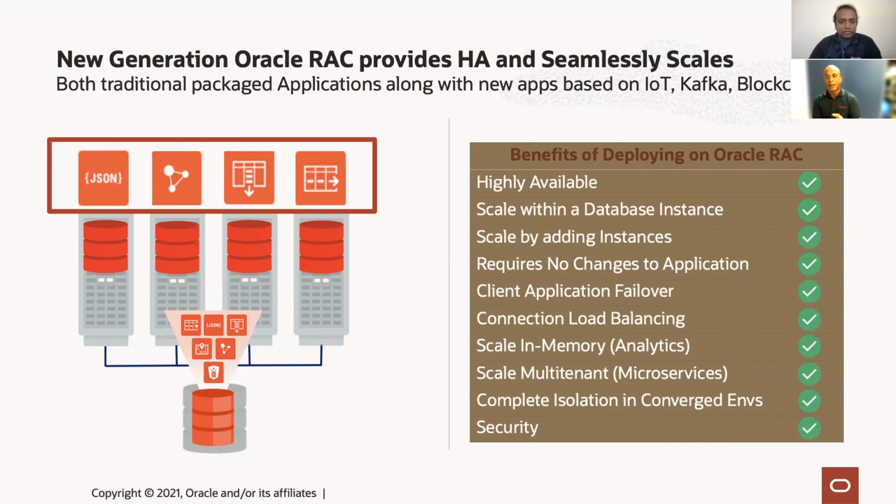We benefit from client application failover and connection load balancing. If you have analytics running, you can scale using in-memory, because Oracle RAC with in-memory scales. And if you have a microservices-based architecture, definitely multitenant, we can scale that. You get complete isolation in converged environments, all with security. So I would say there are a lot of benefits for Oracle RAC.